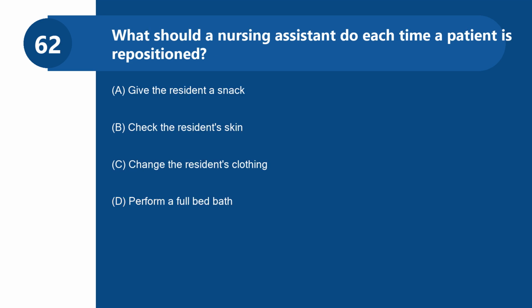Question 62. What should a nursing assistant do each time a patient is repositioned? Option A, give the resident a snack. Option B, check the resident's skin. Option C, change the resident's clothing. Option D, perform a full bed bath. The correct answer is option B, check the resident's skin.